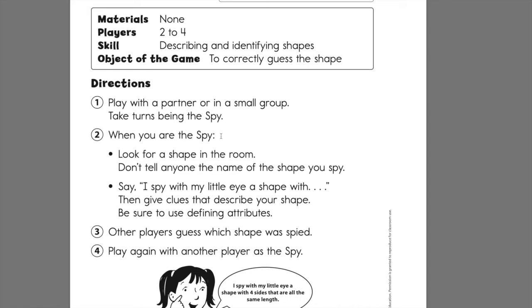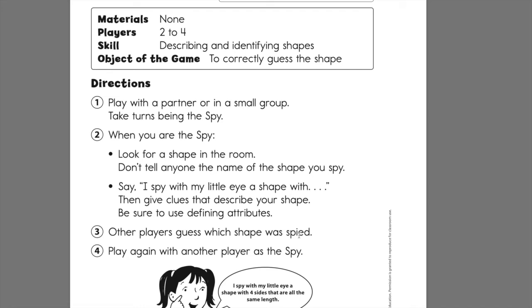2. When you are the spy, look for a shape in the room. Don't tell anyone the name of the shape you spy. Say, I spy with my little eye a shape with, then give clues that describe your shape. Be sure to use defining attributes. Other players guess which shape was spied. Play again with another player as the spy.